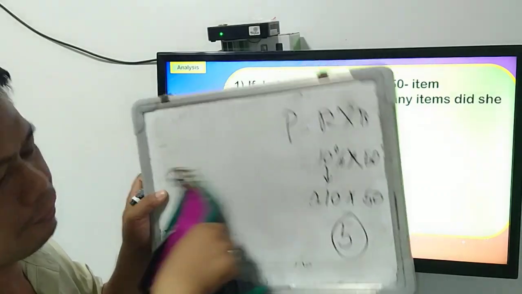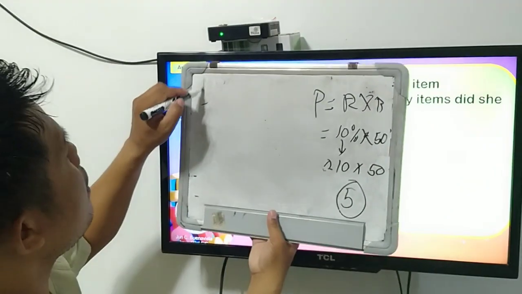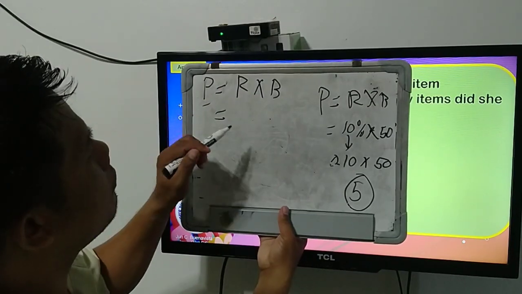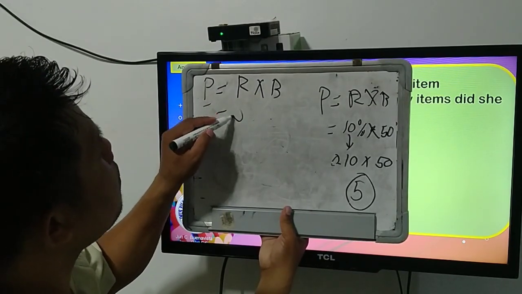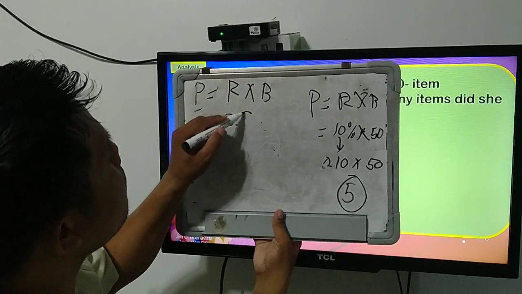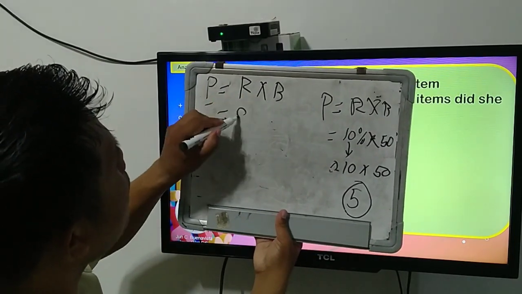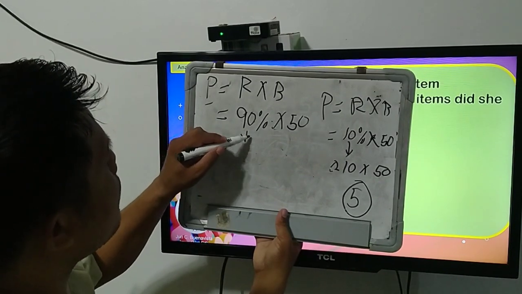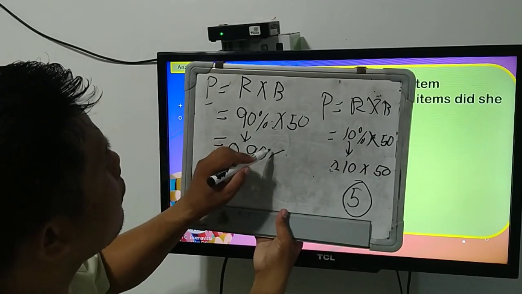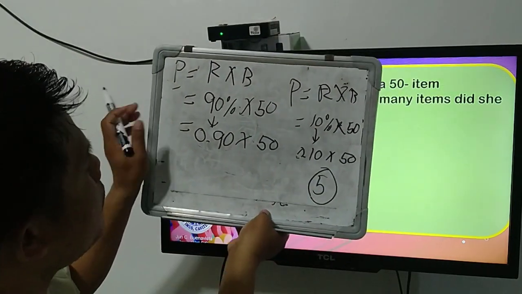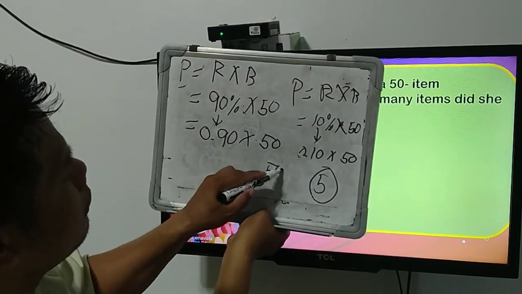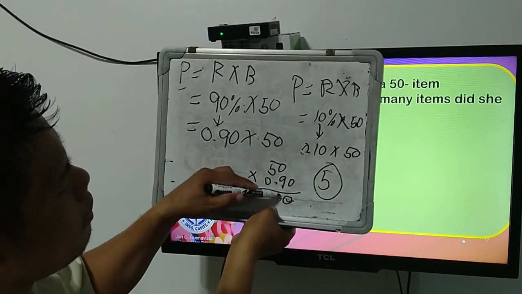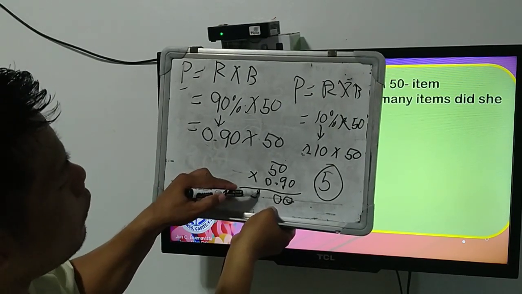So we have P equals rate times base. So we have 90% times 50 equals, so 90% becomes 90 hundredths times 50. So we're going to multiply 50 times 90 hundredths. So bring down 0, 9 times 0 equals 0, 9 times 5 equals 45.